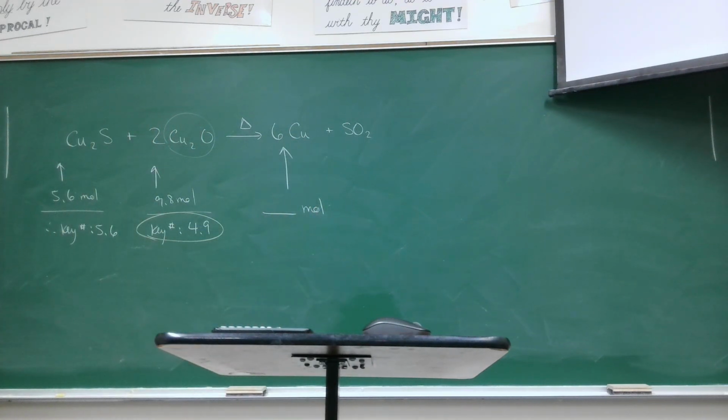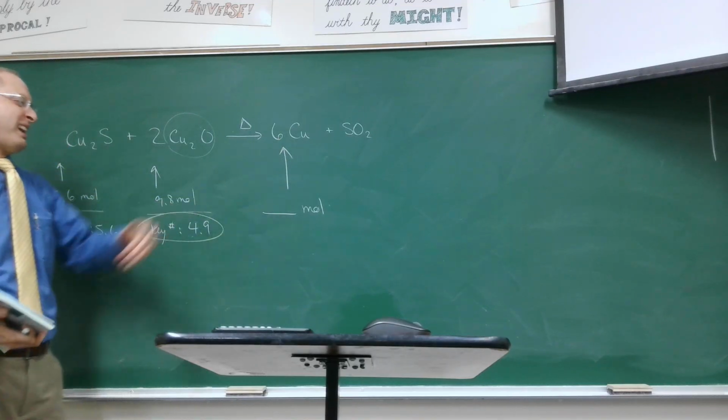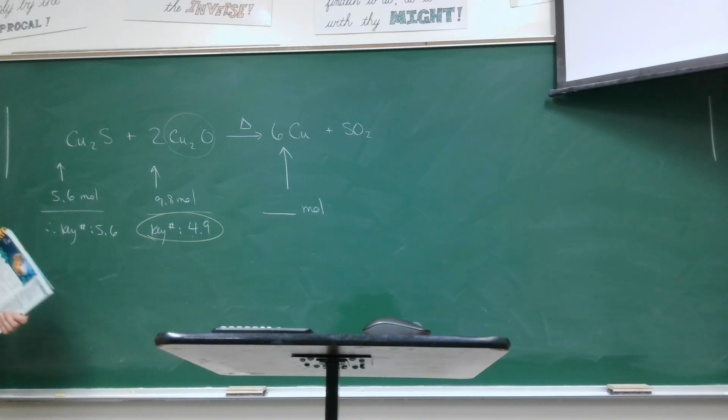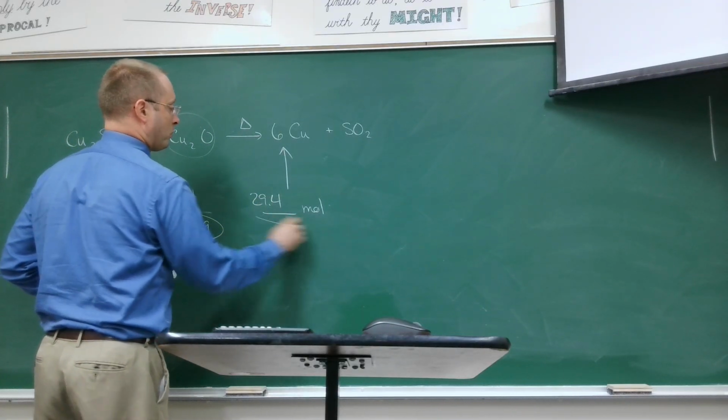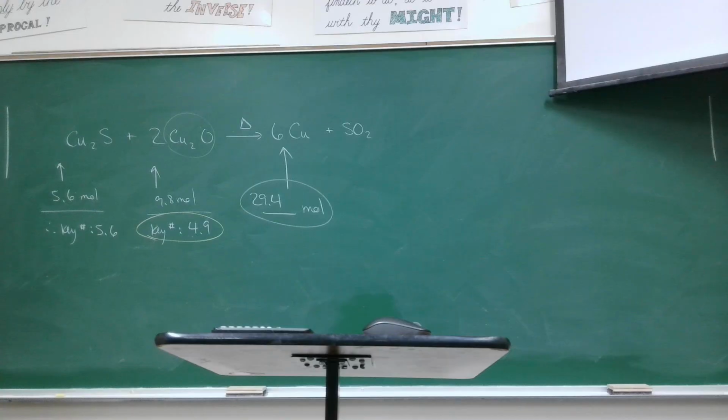Well, how do I figure out how many moles, class? Multiply by the key number. We could also multiply that by the other ones, but it's only asking about the copper. So if we multiply, how much do we get? 29.4. We're going to get 29.4 moles of copper. There's your answer to part C.